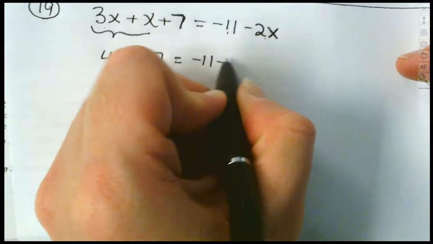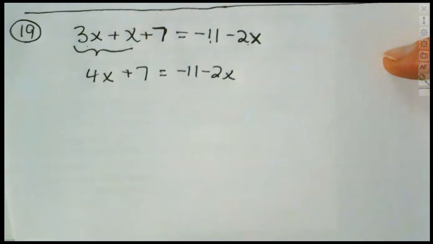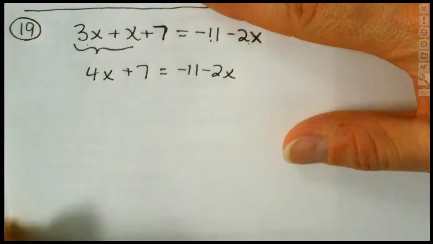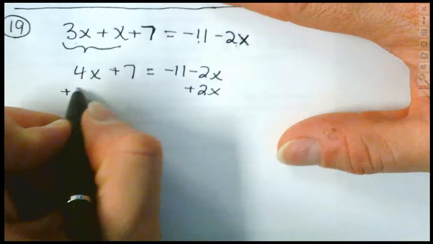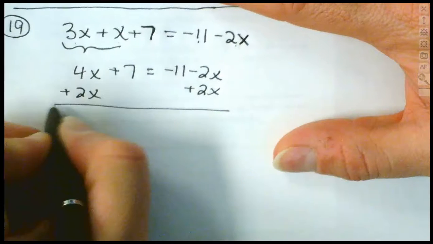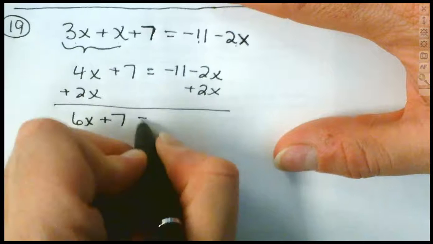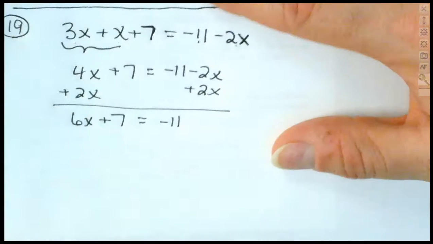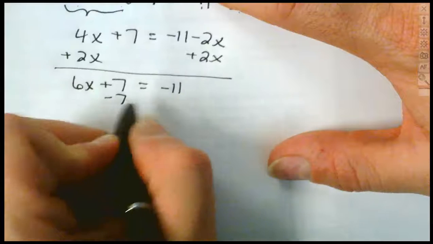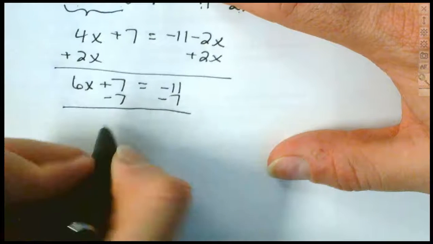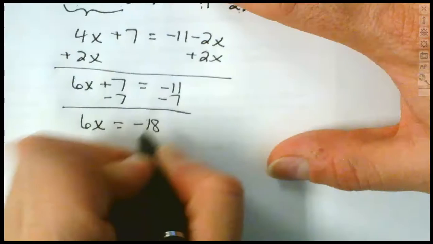equals a minus 11 minus our 2x there. We're going to move things around. So I'm going to go ahead and move that 2x over. Now it's negative, so I'm going to have to add it to get rid of it. And that leaves me now with 6x plus 7 equals a negative 11. And a couple more steps here. Move the 7 over with subtraction. So 6x now equals a negative 18.